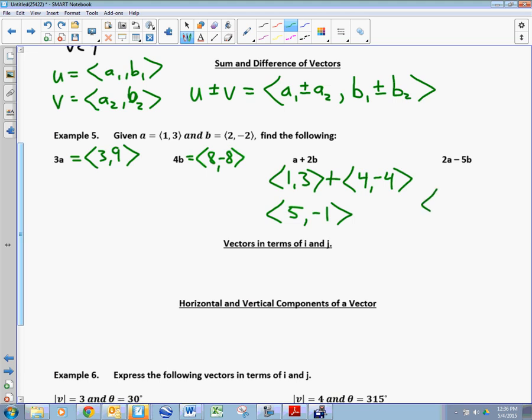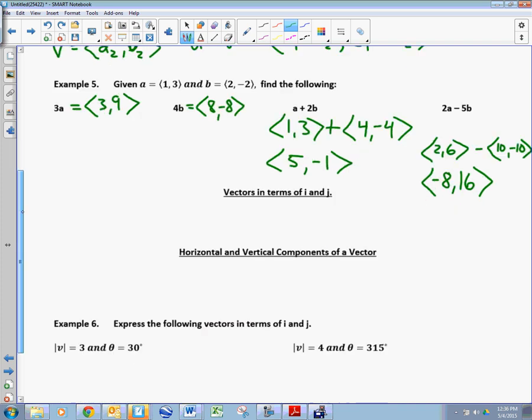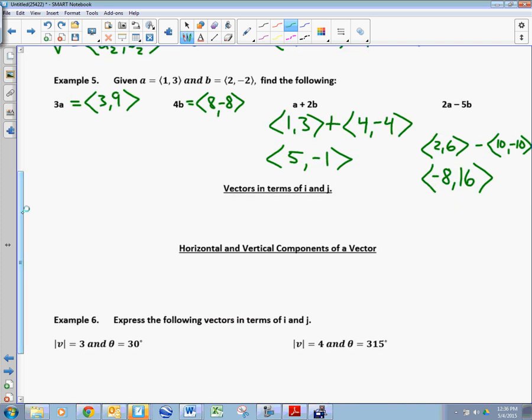What is 2A? 2, 6. Minus, what's 5B? So we subtract them: 2 minus 10, and 6 minus -10. Can you do basic vector addition, subtraction, multiplication, stuff like that? Okay.